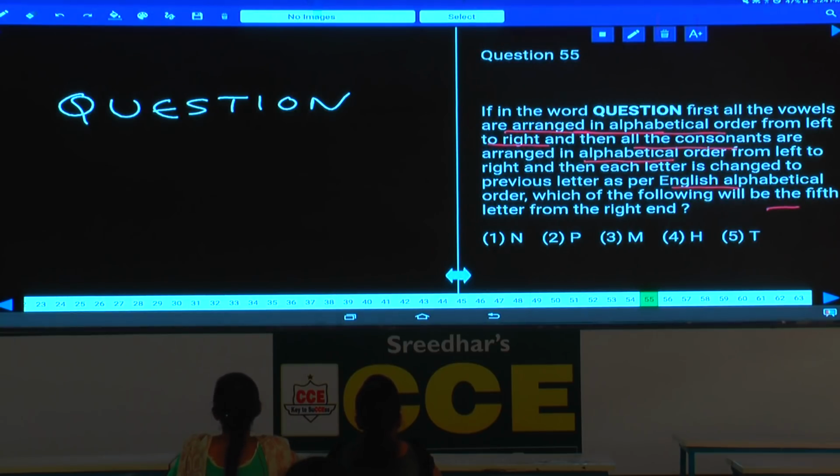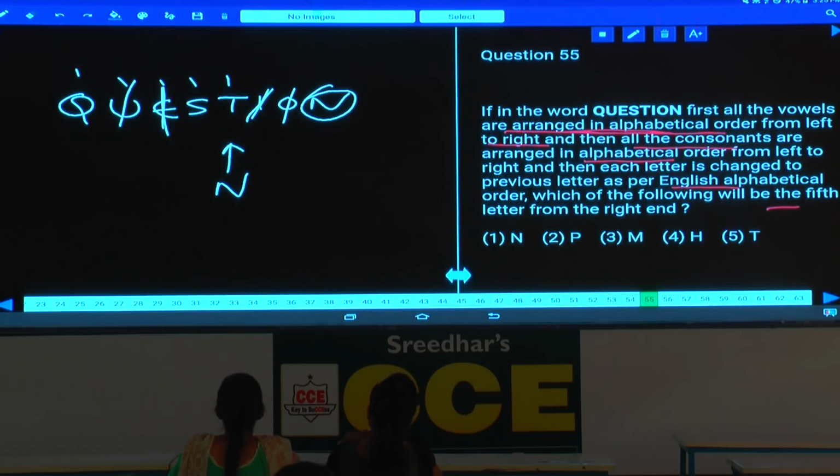Now sir, fifth letter from the right hand if you take here 1, 2, 3, 4, 5. Now we should identify the letter which comes at this place. First what is to be arranged at the first place here? All the vowels are arranged in alphabetical order. How many vowels are there? 1, 2, and this will be at the first place, second place, third place and fourth place, done. Next will be consonants in ascending order. Among these four Q, S, T, N, which comes first? N comes first, hence N is the letter. As N is a consonant, for this N what should happen here? Each letter is changed to the previous letter. Hence N minus 1, M is the answer, that is choice 3.